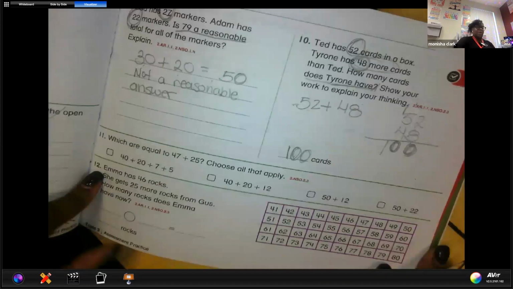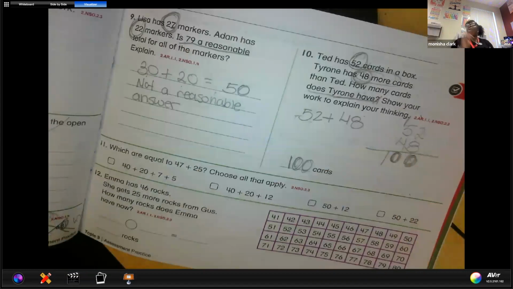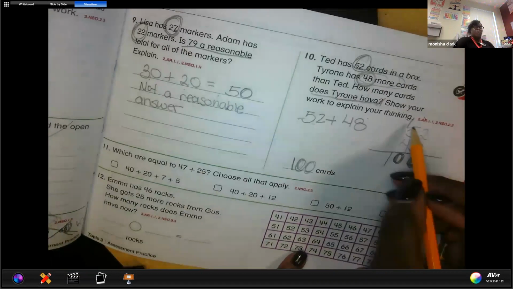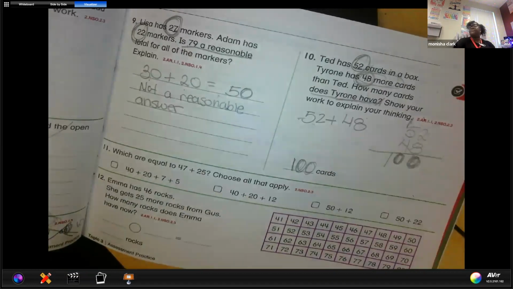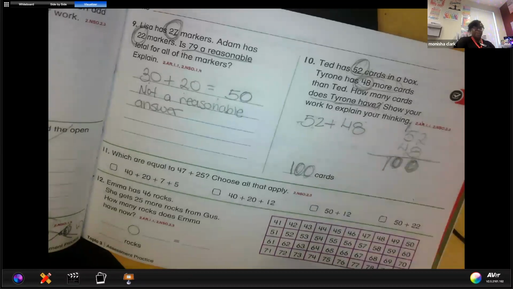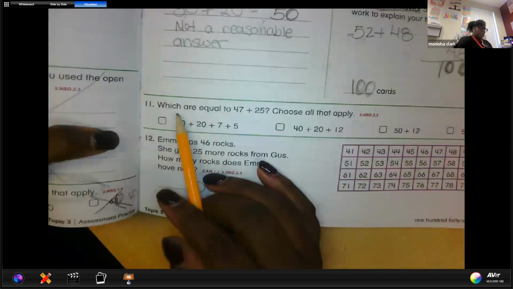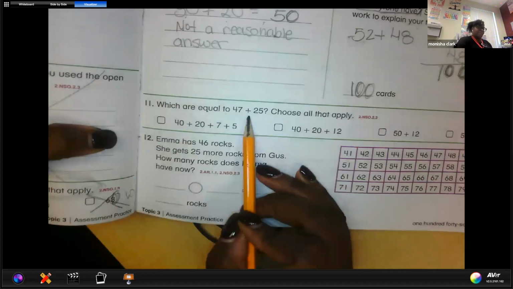The answer is 100 because what is 2 plus 8? No, I am talking to her. What is 2 plus 8? So you put the 0 down here, you put the 1 over there. What's 1 plus 5? 6. What's 6 plus 4? So I put 10. I already had a 0 here. What is 100? There you go. Okay. Which are equal to 47 plus 25?